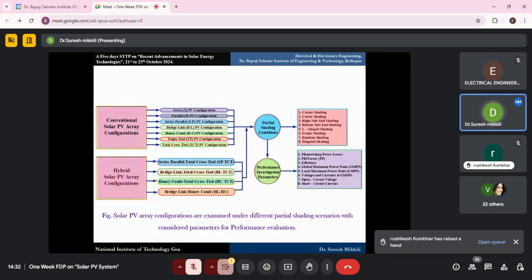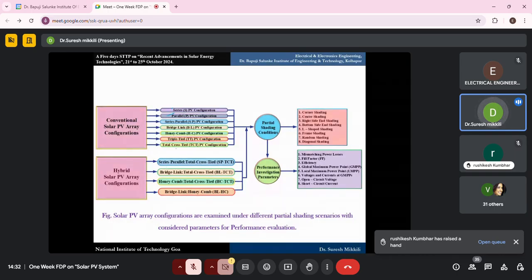Okay. So as I told you previously, to model any PV system, I'm going to start the MATLAB session. We have different types of conventional PV configurations. Just 2 minutes I'll recall. We have series PV configuration, parallel, series parallel, bridge link, honeycomb, total cross tied, or hybrid configuration of a combination of any of the above, like series parallel TCT, bridge link TCT, honeycomb TCT, or bridge link honeycomb, any combination can be taken. Now these are all the things we are doing.